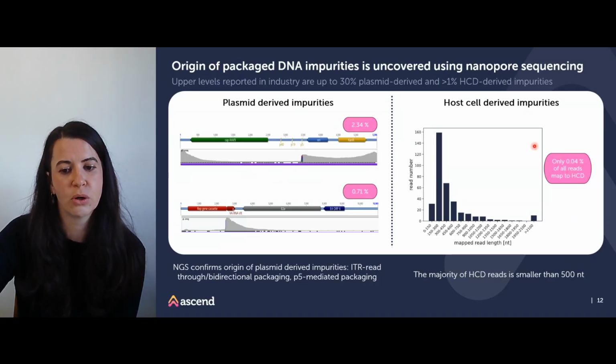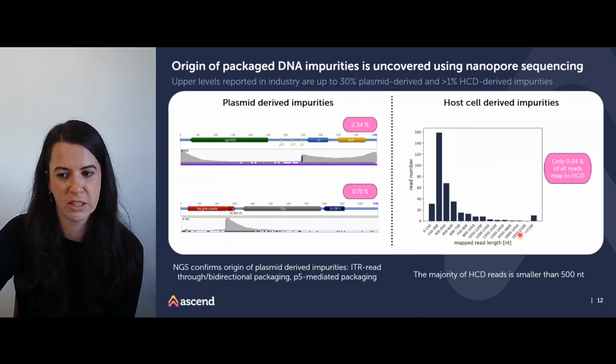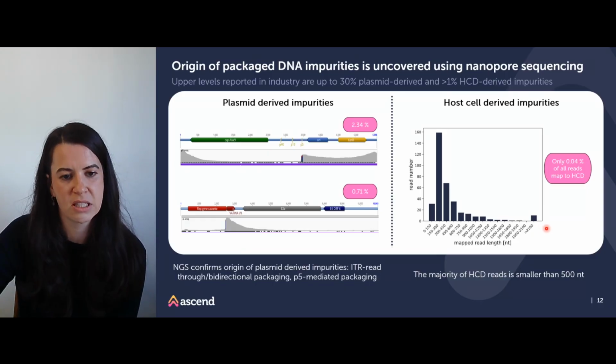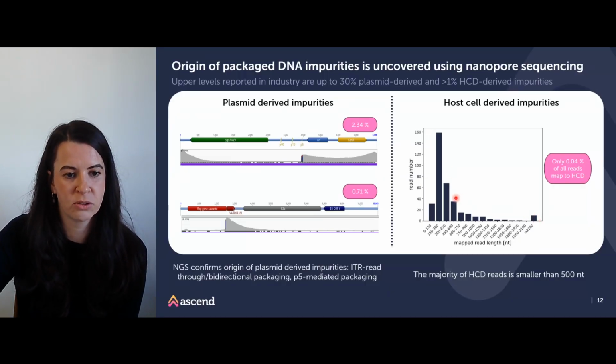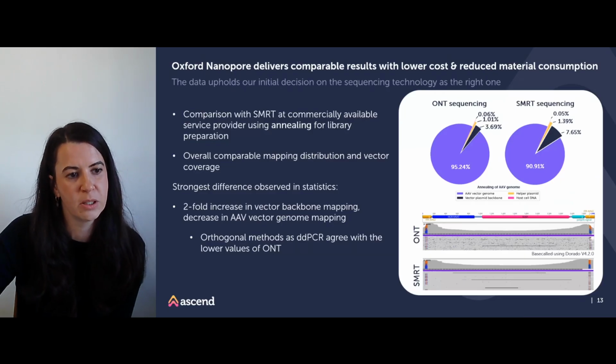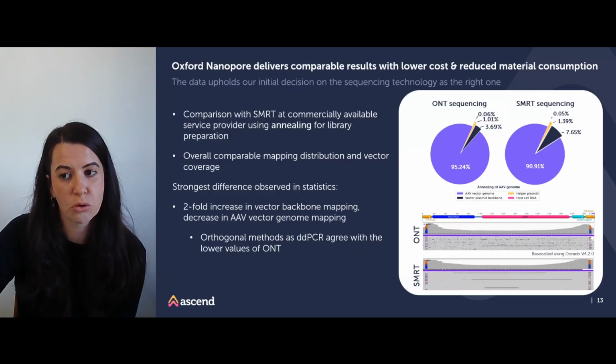And then we have the host cell-derived impurity that is of special interest for regulatory authorities because of its potential oncogenicity and immunogenicity. The longer the fragment, the higher the likelihood of critical safety implications. And in our data, the majority of host cell-derived DNA impurities are smaller than 500 nucleotides in size and make up only less than 0.1% of all the reads. The quality of nanopore sequencing data increased so much in the last year.